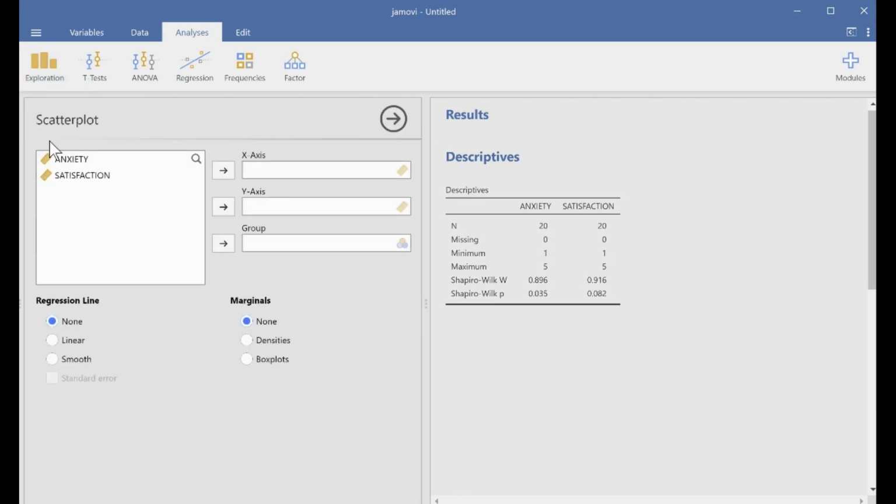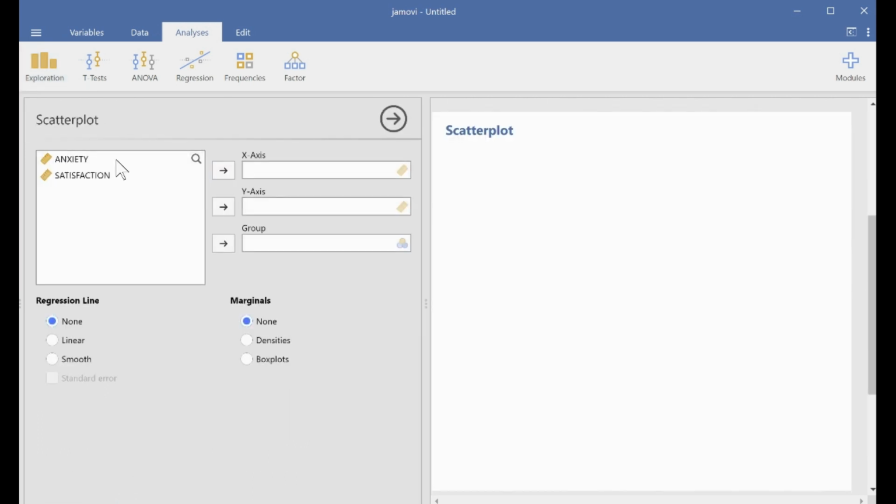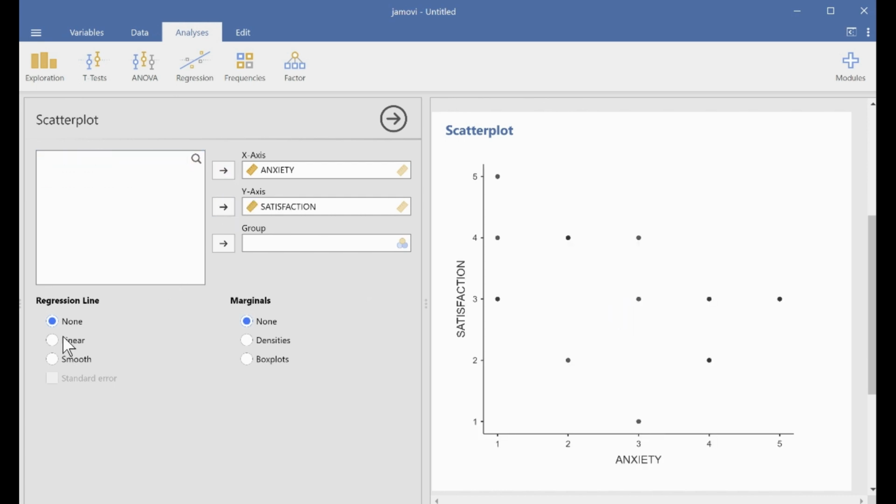So let's bring up a scatter point. Let's put anxiety in the x-axis and satisfaction in the y-axis. And let's ask for a linear line. So when we look at this, what we can see is that this is a line that is going down. So this suggests, as you already know, a negative correlation. In other words, if they have a low anxiety score, they're going to have a high satisfaction score. If they have a high anxiety score, they have a relatively low satisfaction score.